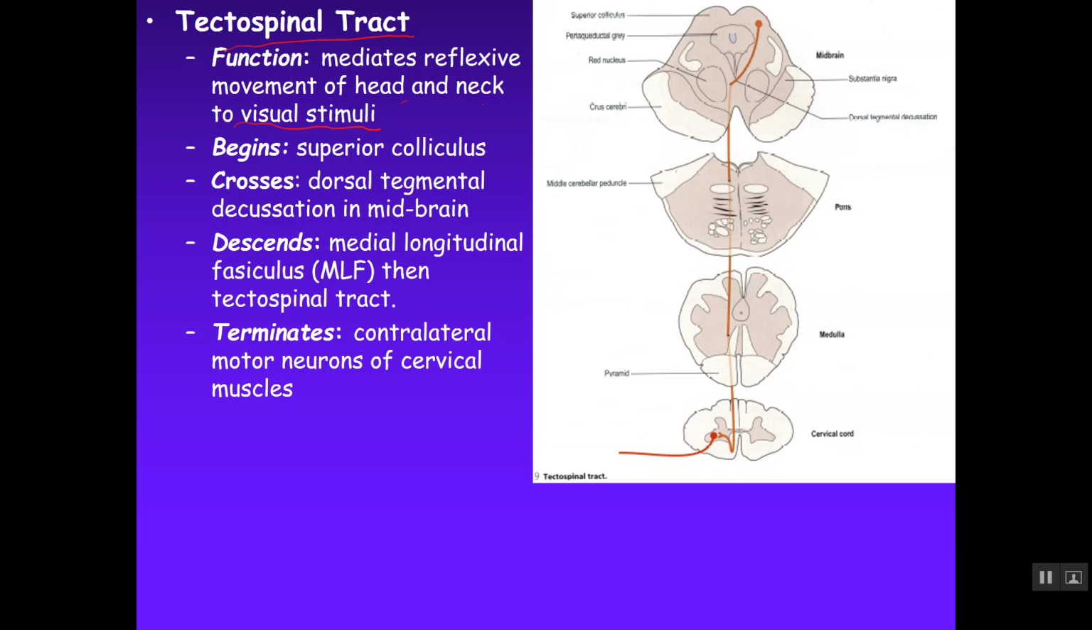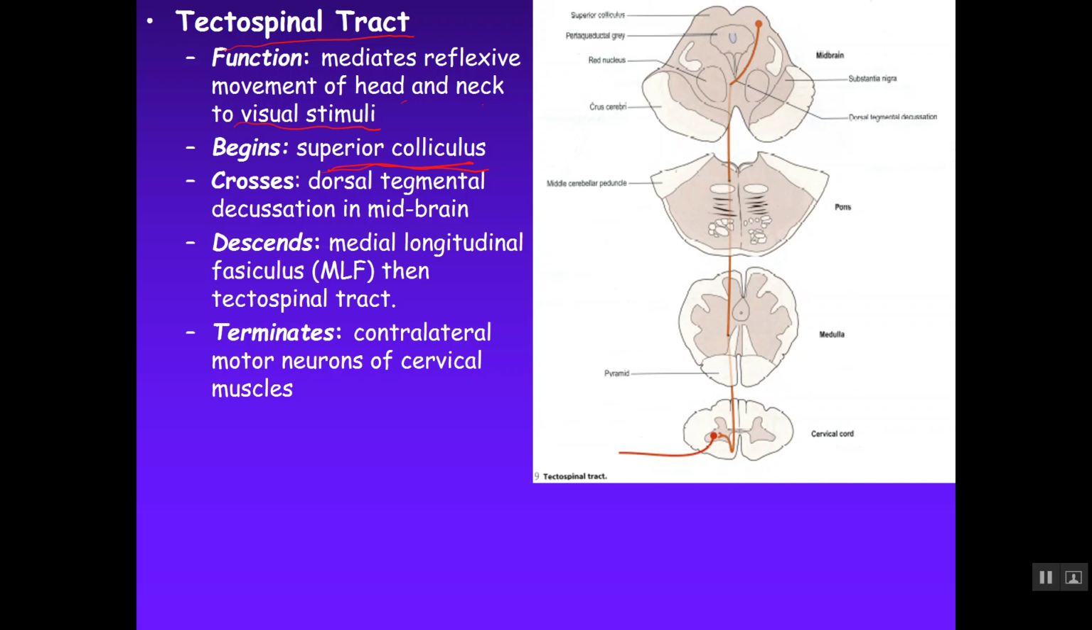This is just visual stimuli that we're talking about here. I'm assuming there's probably also an auditory part to this. They don't talk about it, but I'm assuming the inferior colliculus is associated with auditory. So I'm assuming there's a tectospinal tract that makes your head turn towards an auditory stimulus. You just can't help but turn your head towards an auditory stimulus. So we're only talking about the superior colliculus, but there's probably an equivalent for the auditory.